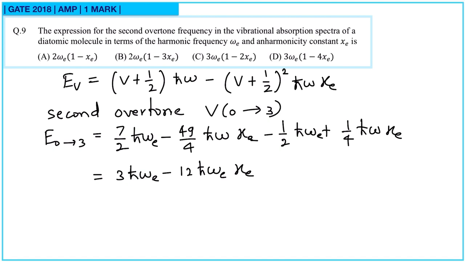Now these all are omega E only, and this is h cut omega, and we have to find this omega here. So omega will be, if we take h cut common, 3 omega E. We can take 3 omega E common here. This will be 1 minus 4 chi E. So option D is correct here. Here also it is omega E.